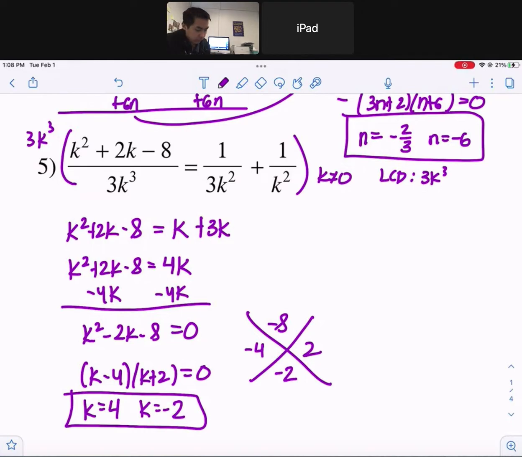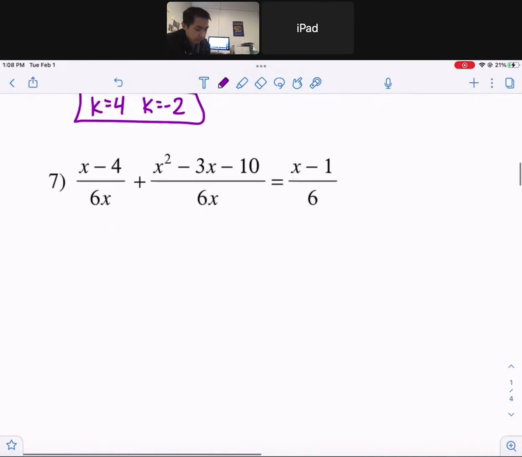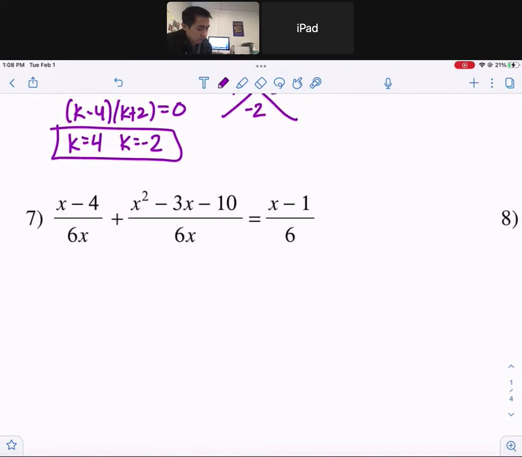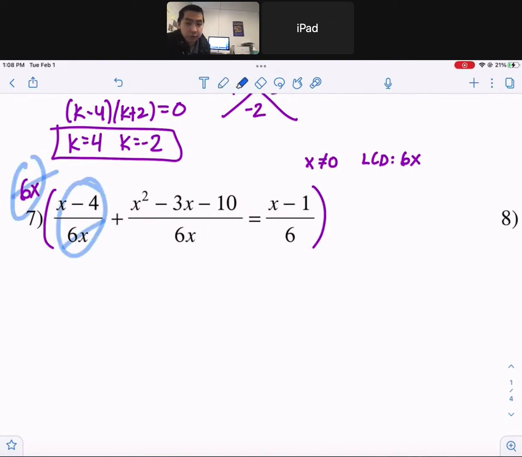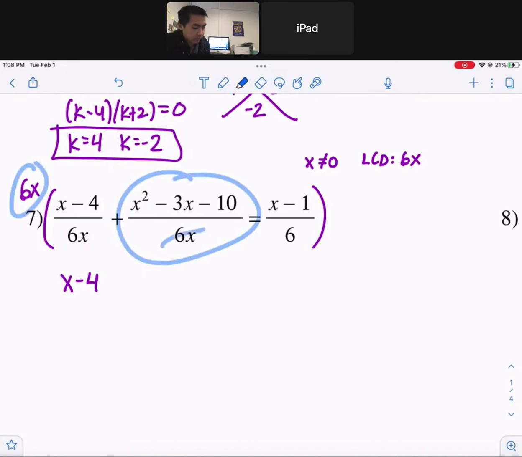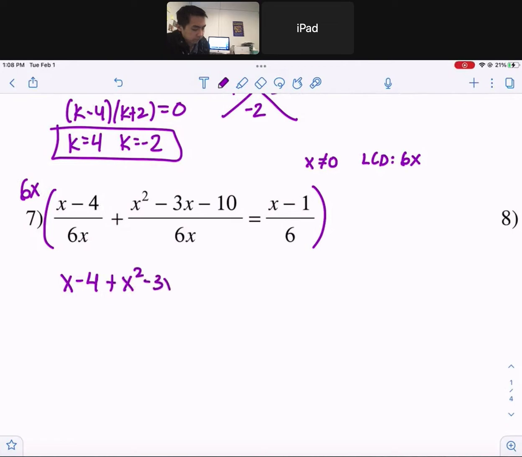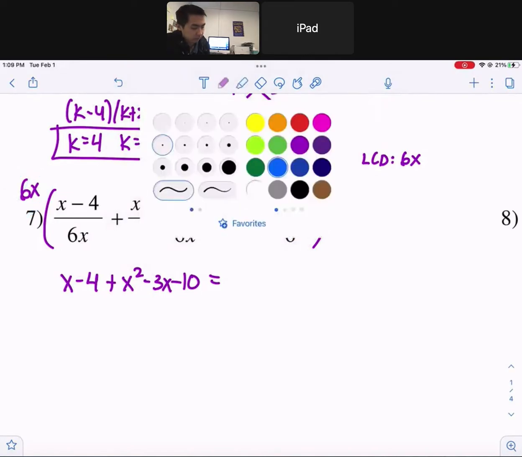All right, so number 7. x cannot be 0. The LCD is 6x. So we're going to multiply this whole thing by 6x. This times this, these cancel, so you just have x minus 4. This times this, the 6x cancels, so we just got x squared minus 3x minus 10. And then this times this, the 6 cancels, so you just got x times x minus 1.